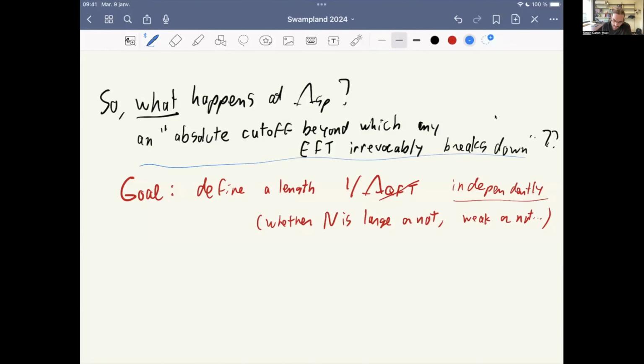More precisely, if what happens at the species scale is really that field theory breaks down, let's just give it a name that describes that. So we're going to call it the QFT breaking scale. Okay, and our goal will be to define this length scale independently of whether n is large or not, whether the coupling is weak or not. We just want to have, in any theory that has gravity, some universal cutoff. And above this cutoff, you cannot use any field theory. That's the idea we want to make precise.